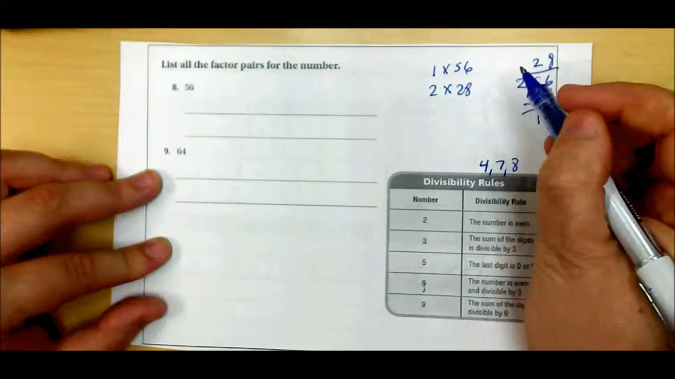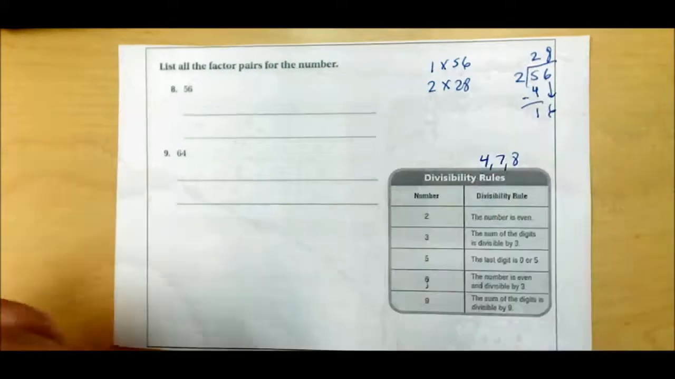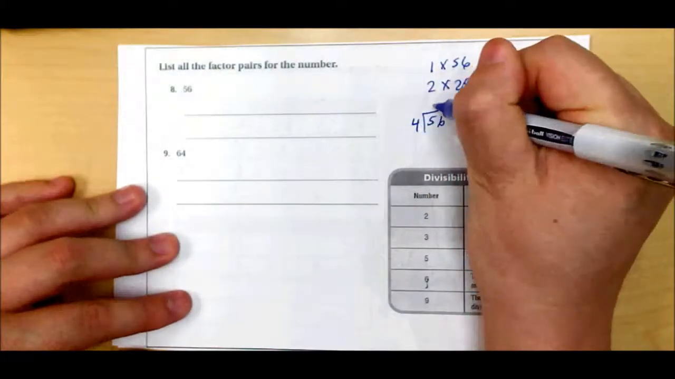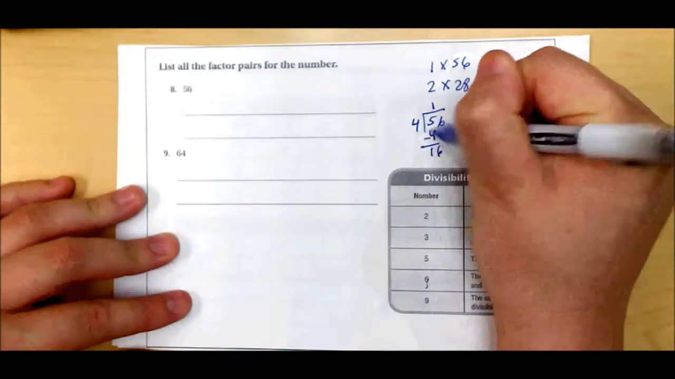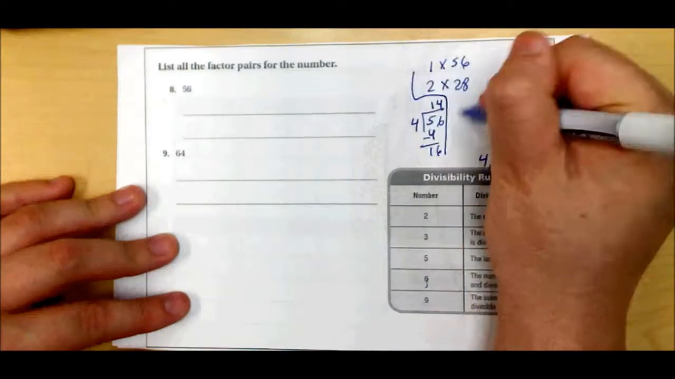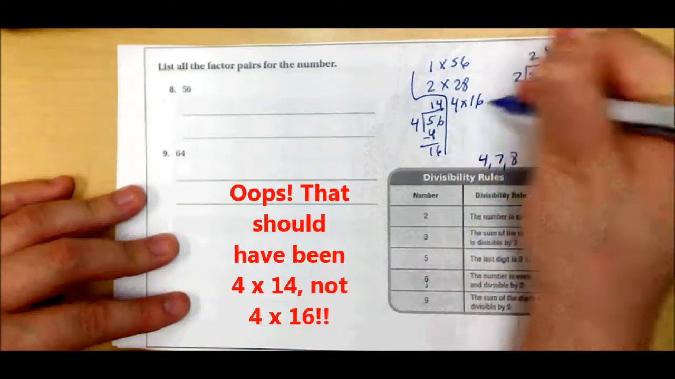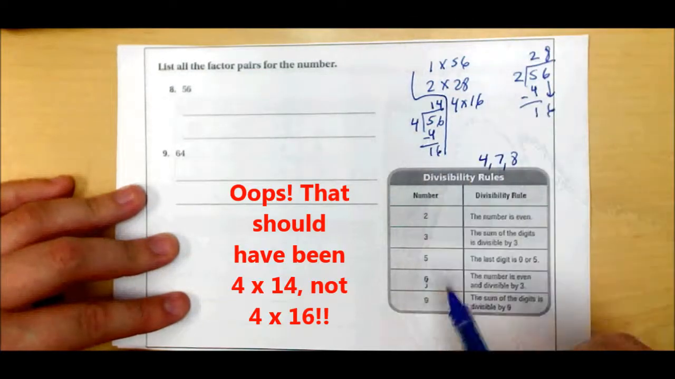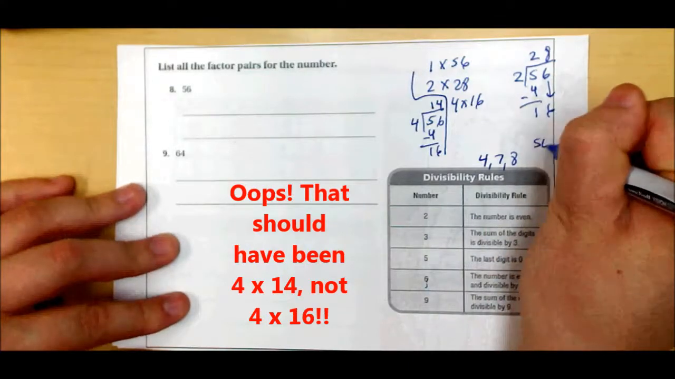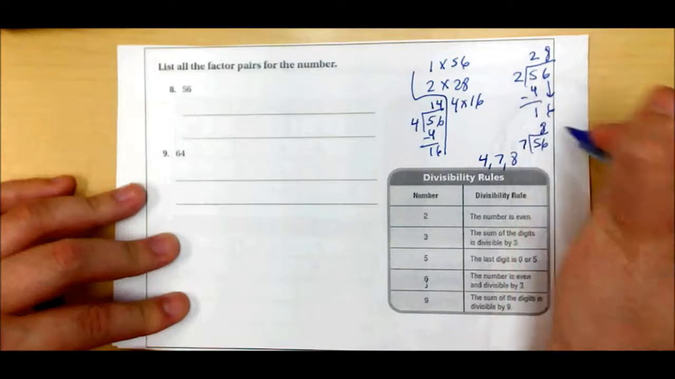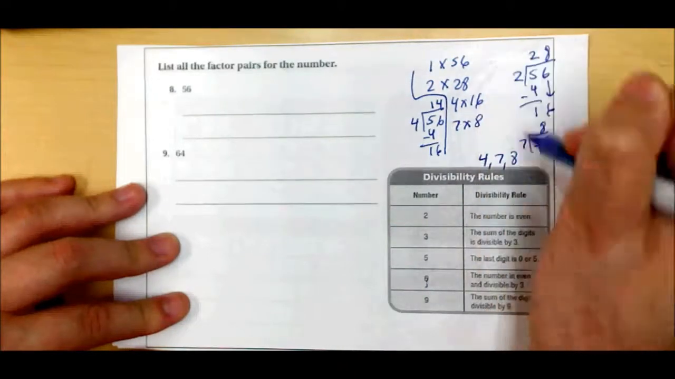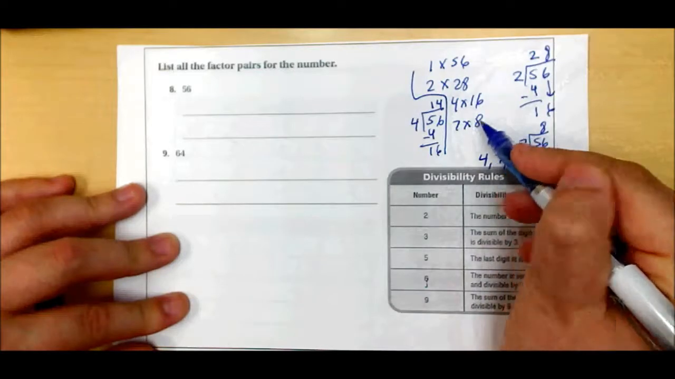So let's see if 56 is divisible by 4. I'm just going to do long division. 4 goes into 5 one time. 4 goes into 16 4 times. So now I have 4 times 16. So 4 and 16 are another factor pair. Now let's try 7. 56 divided by 7 is actually 8, because 8 times 7 is 56. So I have 7 times 8. And I don't need to try 8 because I just found it here.